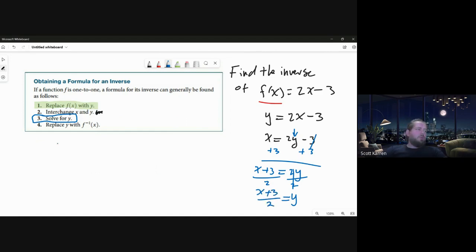And then I'm going to rewrite it. I'll just rewrite it over here. Y equals x plus 3 over 2 with the y on the left-hand side. The very last thing I'm going to do is replace that y with f inverse of x, because that's now what this function is. It's the inverse function of x. That's x plus 3 over 2.